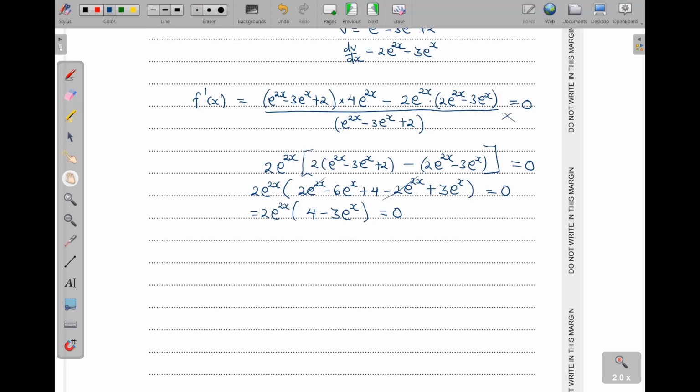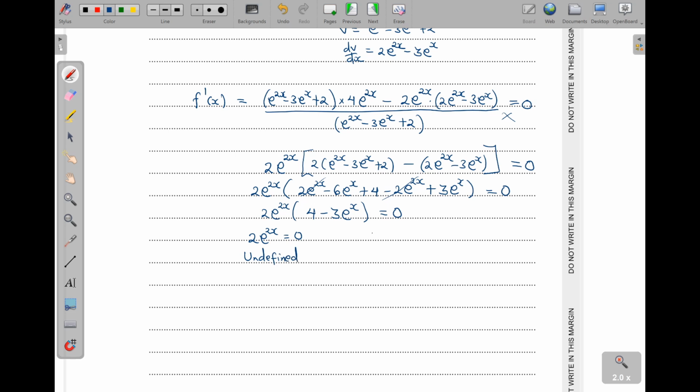Now, this implies that these factors, we can equate them to 0. So you can have 2e to the power of 2x, which is equal to 0. There is no number you're going to power with e, and it gives you a 0. So this one is ignored because it is undefined.